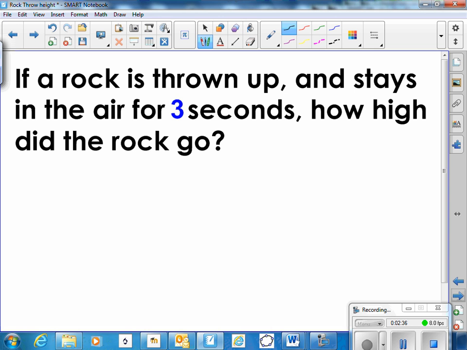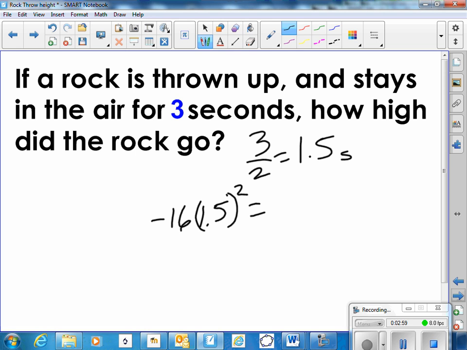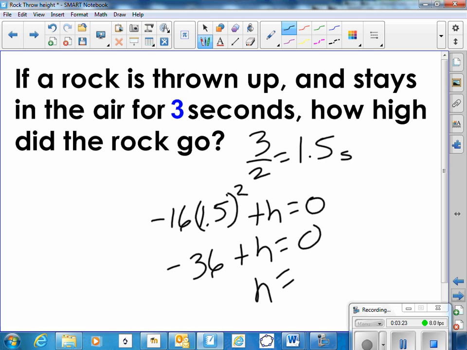So if a rock is thrown up and stays in the air for 3 seconds, how high did the rock go? Well, we want to take half of that time and say that it fell for 1.5 seconds. And then we can use that equation. We can say negative 16 times 1.5 squared plus h equals 0. 1.5 squared is 2.25 times 16, negative 36, plus h equals 0, so h equals 36.